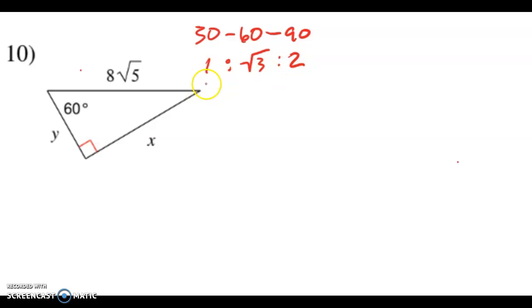So if I take whatever's opposite the 30-degree angle and multiply it by root 3, I get the side that's opposite the 60-degree angle. If I take whatever's opposite of the 30 and multiply it by 2, I get the hypotenuse. So let's go ahead and use those relationships.